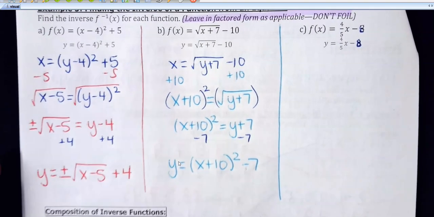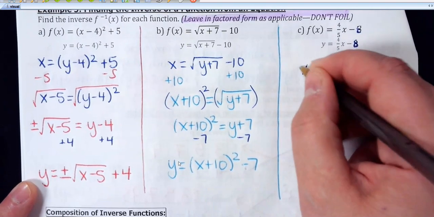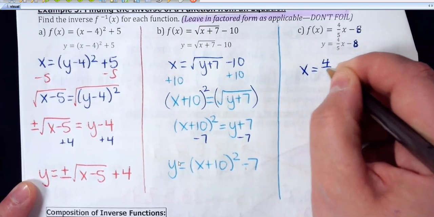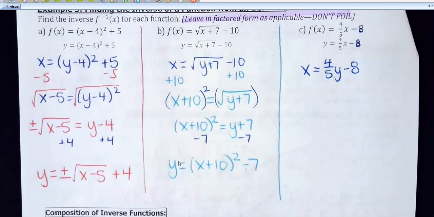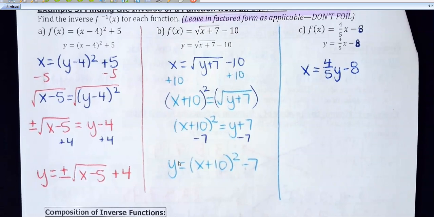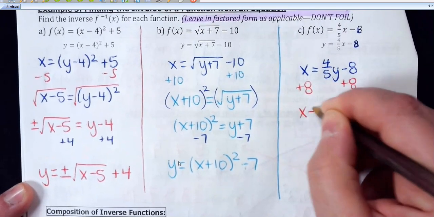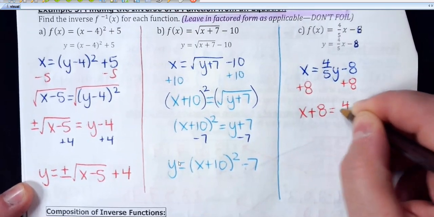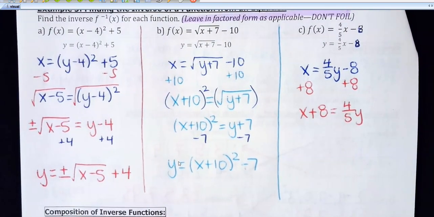Okay, so this one, again, just change x and y. So I'm going to write x equals 4/5 y, and then I had you guys change that real quick to minus 8 just so I didn't have to mess around with the fraction. Okay, same thing. Get rid of any addition or subtraction first. So for this, I would just add 8. So it'd just be x plus 8. And then how would you get rid of the 4/5 that's attached to the y there?